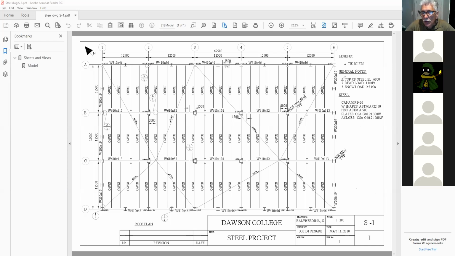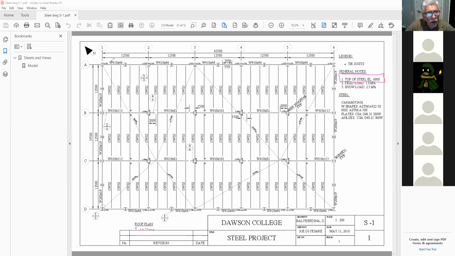See here, general notes. Top of steel. This is one of the things you find. Some people put it in the general notes, some people put it here under the roof plan. They can put top of steel. In other words, top of steel can be set at elevation 6,000. So what that means is that every surface that you're going to be placing on this drawing will be at elevation 6,000. So this way, when I come and put my roof deck on top, it's supported properly all the way across from one element to the other.